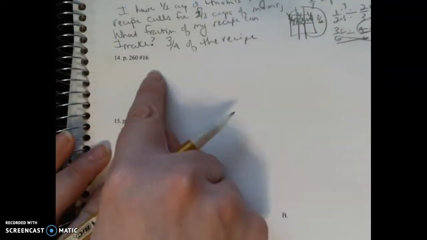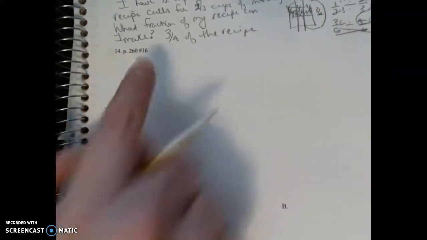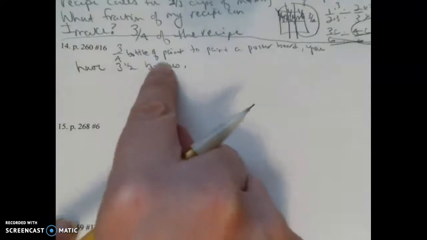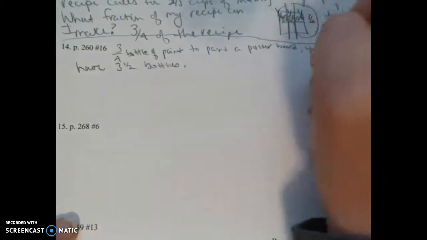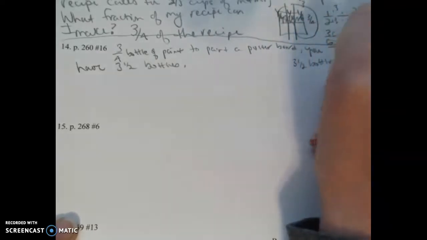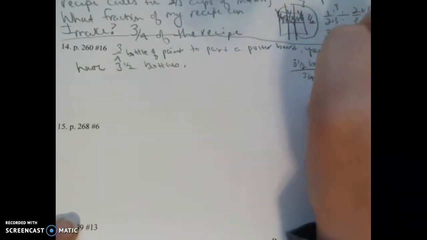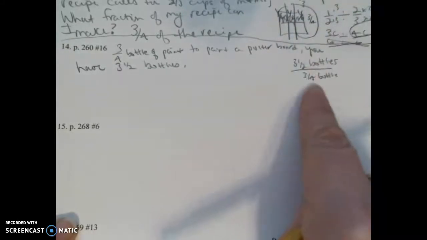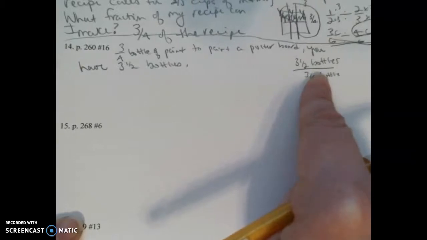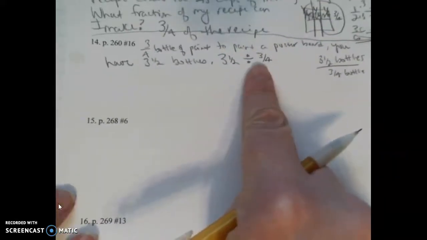All right, try number 16 on page 260. So pause, try it, and then come back and see how you did. Okay, so hopefully you recognize, again, you have bottles of paint and bottles of paint. And so I have 3.5 bottles of paint, and I'm dividing by 3/4 of a bottle because this is what I need. I want to figure out how many poster boards I can make. So 3.5 is what I have. I'm dividing by 3/4 because that's what I need, and I'm seeing how many I can make.